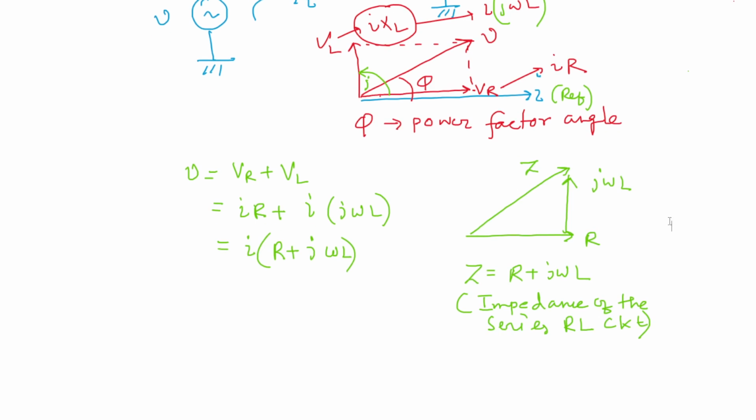If you compare this with the diagram, this angle should be phi. VR is taken in this direction. VR is equal to I into R. Now VL is 90-degree leading, so if you take VL in this direction, this is VL, which is equal to I into J omega L, and this is supply voltage V. V is equal to I into Z.